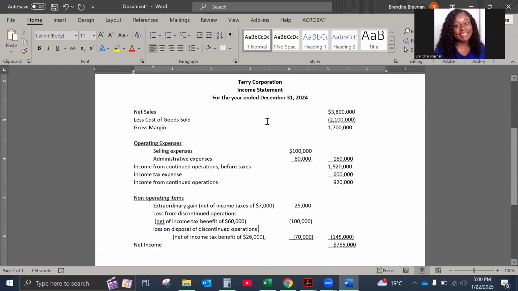And so this is my corporate income statement. I don't have to put corporate income statement. I could just put income statement. And so this is how we would work it out.